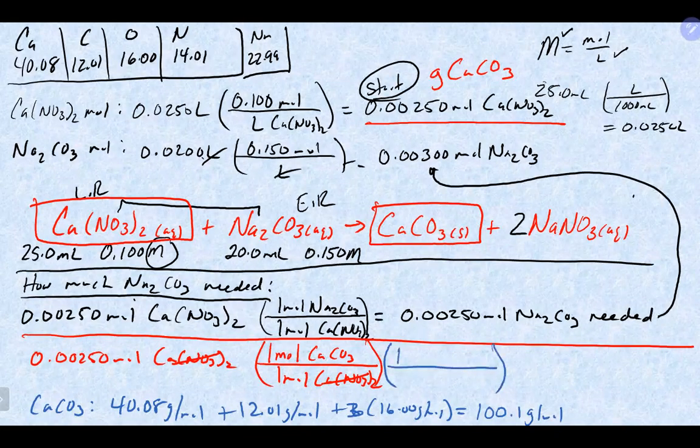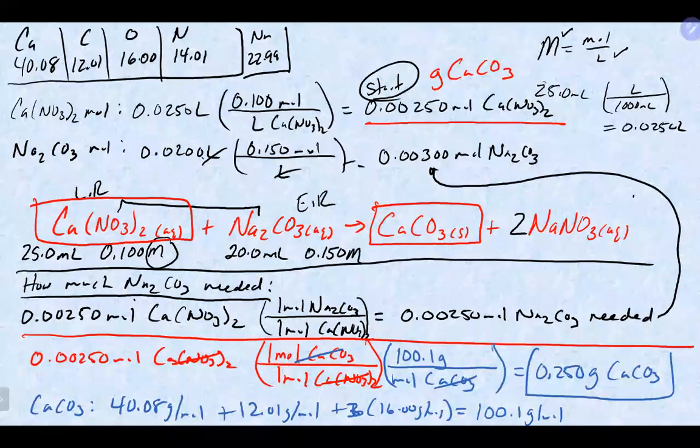We do want to end up with grams, so we're going to put grams up on top, moles on the bottom of calcium carbonate. The moles will cancel. And that basically is that times 0.0025. We are going to get 0.250 grams of calcium carbonate would be produced in this case. That would be our theoretical yield in this particular reaction. First off, any questions on any of those steps there?